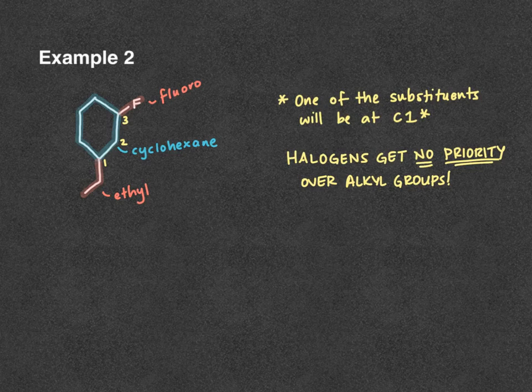So now we're going to put this name together, and we'll have 1 ethyl, 3 fluoro, cyclohexane.